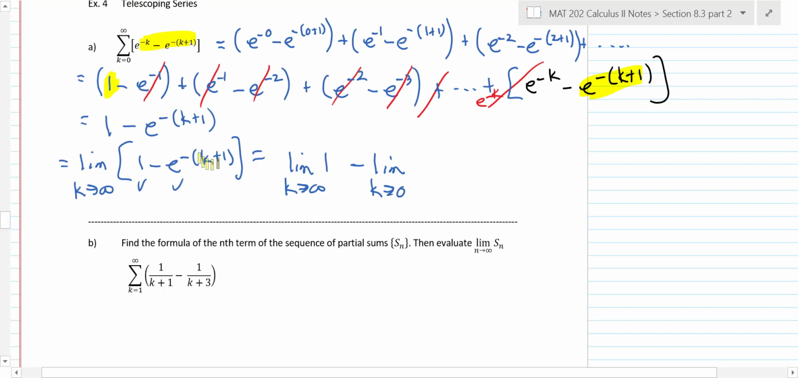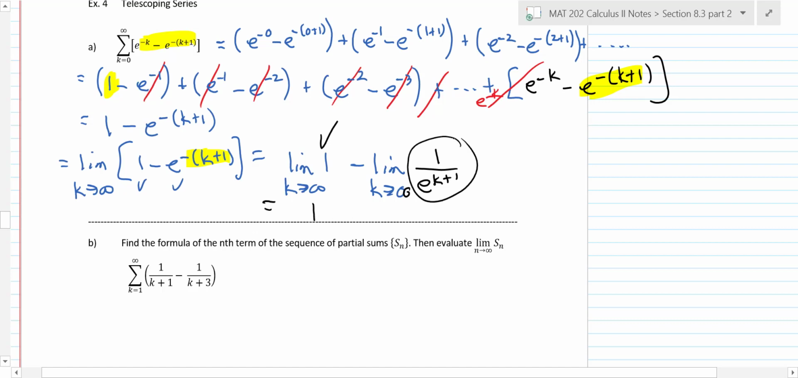And see, what I'm going to do is write that negative exponent as positive. So I'm going to write that as 1 over e to the positive k plus 1, and that limit's going to infinity, like that. Okay? All right, well, let's finish it up. So what's the limit of 1? 1. Limit of a constant's constant.